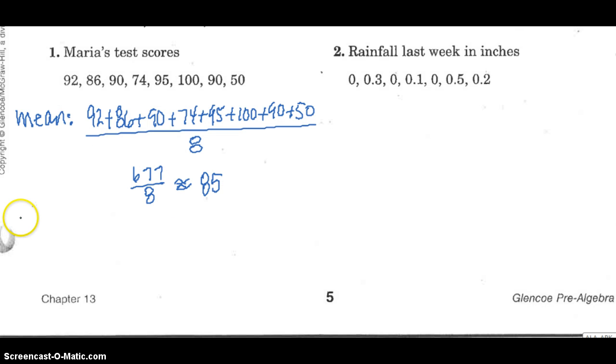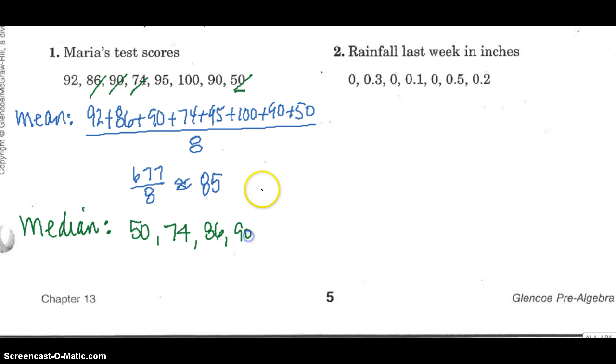All right, next we're looking for the median, which is the number in the middle. So let's list them from least to greatest. 70, first is 50, 50. Then 74. So let's mark them off. We don't want to repeat ourselves. Then comes 86. Then we have 90. We have 90 again. Then we have 92.